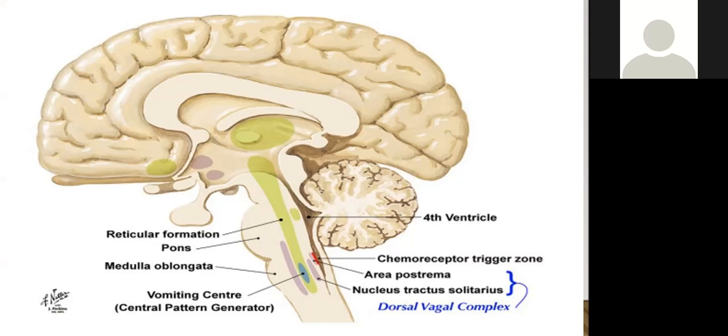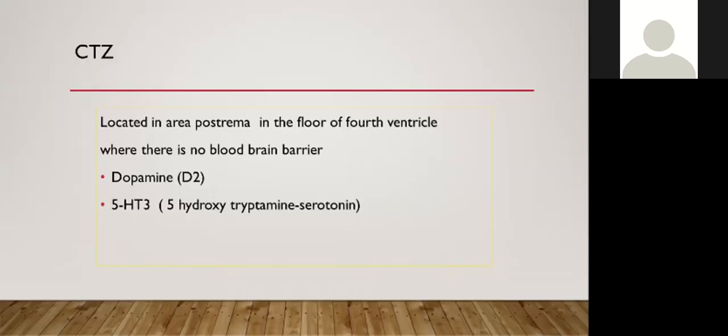It's across the brain, where you can see where the chemoreceptor trigger zone is in the brainstem, and near that there's the area postrema. We've also got the medulla oblongata. All these are quite nearby, and the signals come from one center to the other. So the three most important ones are in the brainstem. You've got the CTZ, which is actually in the base of the fourth ventricle, and then we've got the medulla oblongata and the vomiting center. Next slide.